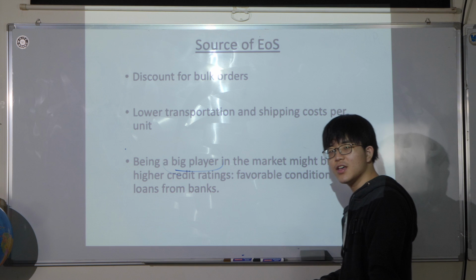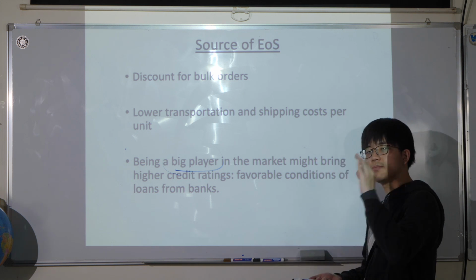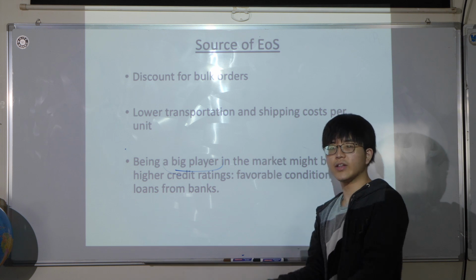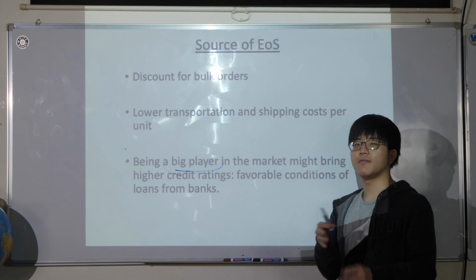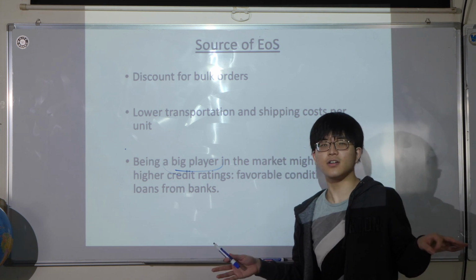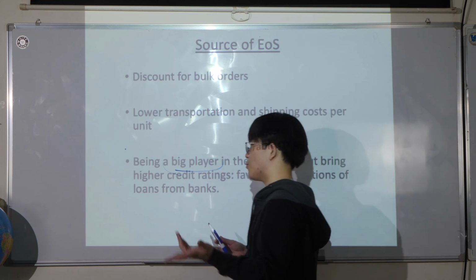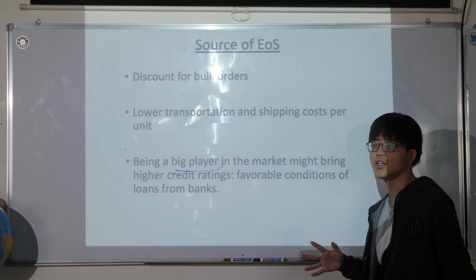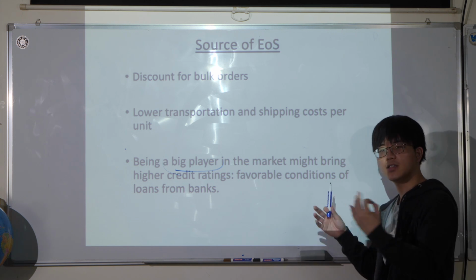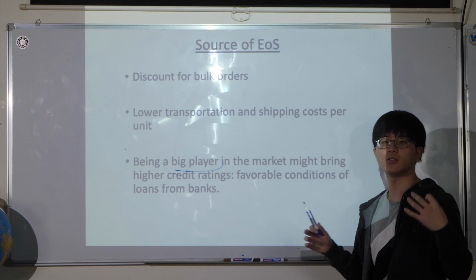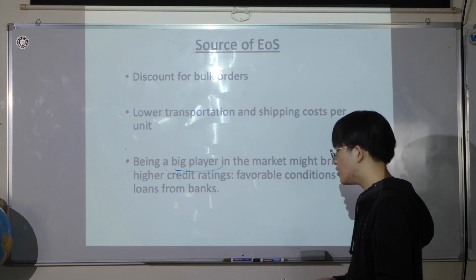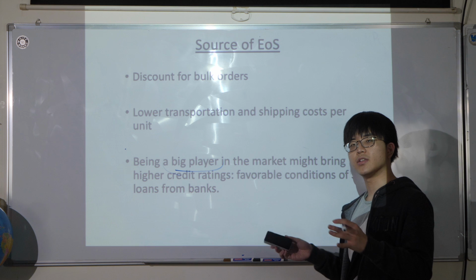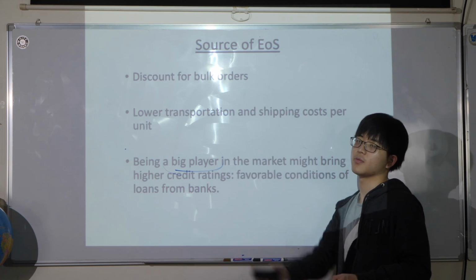So in that case, banks will prefer to lend money to the big company, not a small company, where firms can just disappear, right? Somewhere else, whatever. And sometimes it's possible for small companies to disappear. But usually, if you are a big company like Intel or Microsoft, it's really hard to disappear unless there is a big crisis, an economic crisis. And that's the reason why it is possible to be a source of economies of scale.